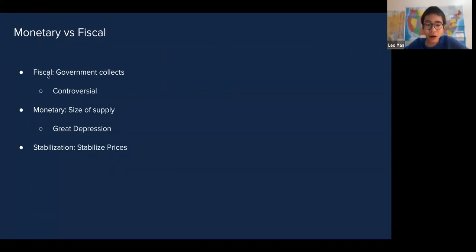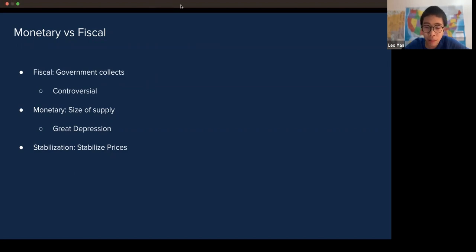So a fiscal policy is a policy about how much money the government should collect. And most of this is through taxes. So you can interpret this as mostly being the rate at which tax is charged. So how much of your income should go to taxes each year.